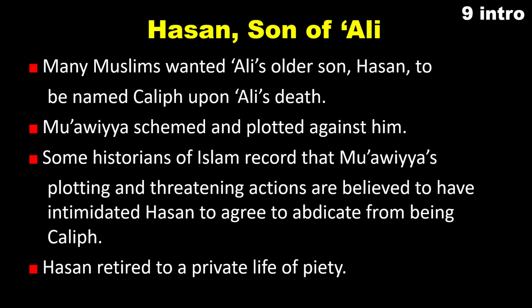Ali had been quite popular as the caliph. Upon his death, many Muslims wanted Ali's older son, Hassan, to be named caliph. Muawiyah schemed and plotted against Hassan. Some historians of Islam record that Muawiyah's plotting and threatening postures are believed to have intimidated Hassan to agree to abdicate from being caliph. Hassan, instead of becoming the next caliph, retired to a private life of piety.